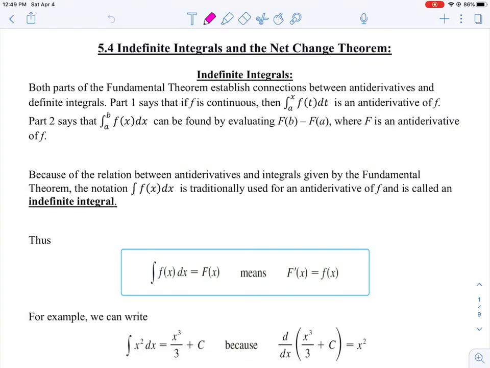Okay, we've finally made it to our last unit. We're on Unit 8. Unit 8 only has two sections in it. We're going to cover 5.4 and 5.5. And what's nice about 5.4 is that a lot of it is just review. What they're really trying to do in this section is reiterate the similarities and differences between indefinite integrals and definite integrals.